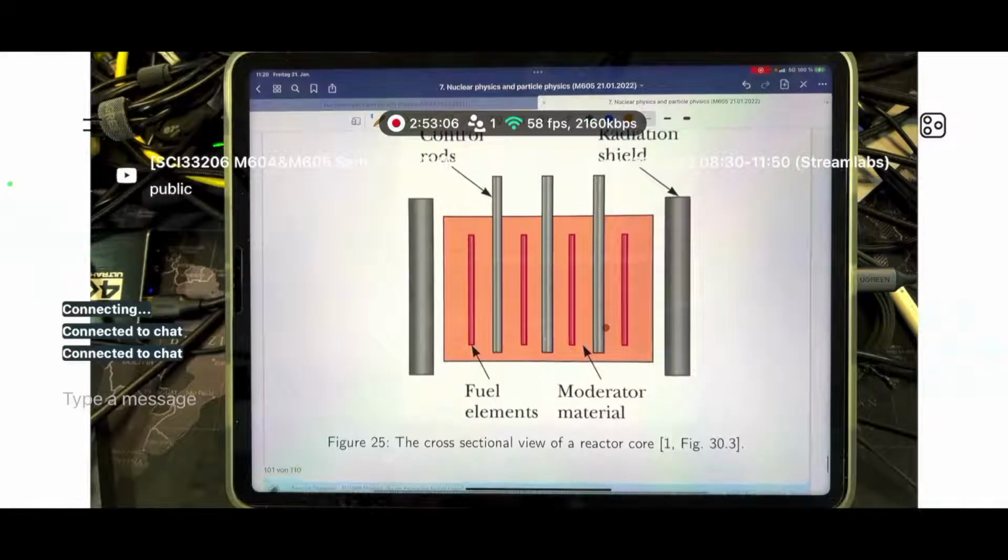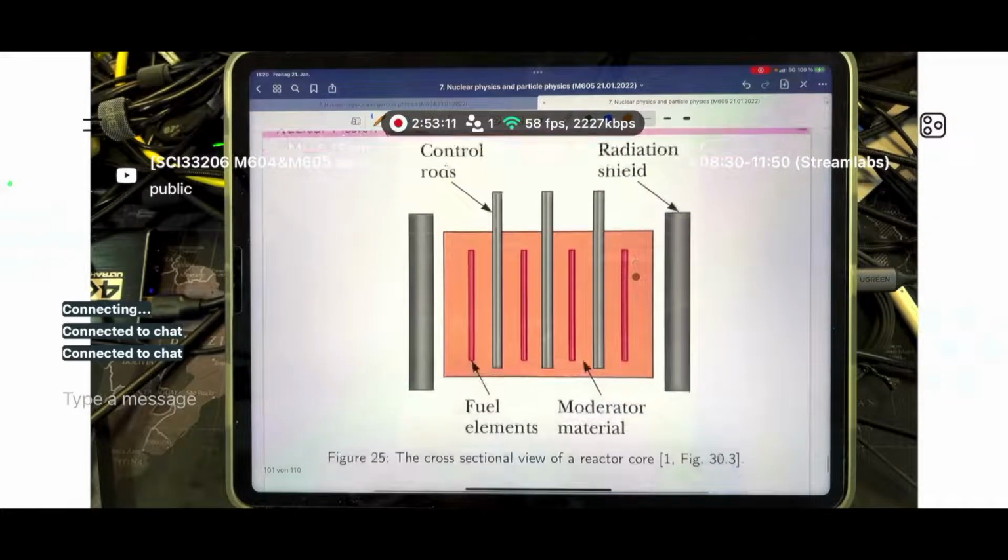Okay, this is the cross-sectional view of the reactor core that is used in reality. This is developed by humans. This is the control rod. And here is the radiation shield. You need to shield, otherwise you get so much particle radiation from the whole process, which is harmful to humans and everyone.